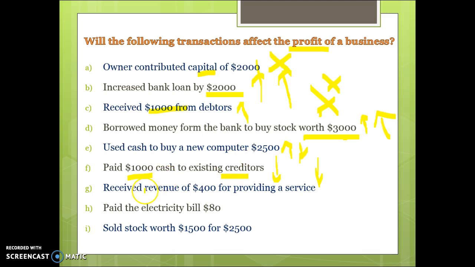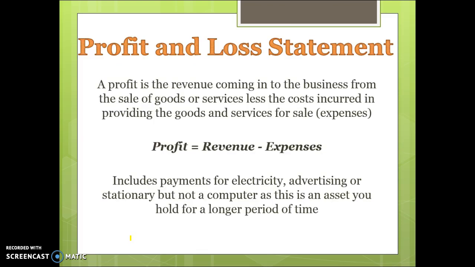You receive revenue of $400 for providing a service. Okay, that will cause your cash to go up by $400 if you get it in cash. Your liabilities won't change, so that is an example of a revenue. You pay the electricity bill, your cash goes down by $80, doesn't affect your liabilities. Okay, therefore your owner's equity would go down. That would be an example of an expense. I'm not going to worry about the last one in this video.